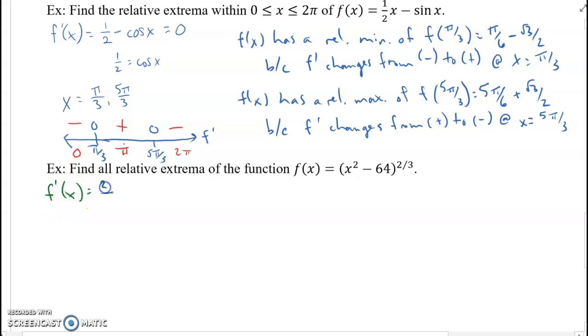And we get 2/3. The argument of x squared minus 64 doesn't change. We subtract 1 from the exponent to get negative 1/3. And then multiply by the derivative of the argument, which is 2x. I'm going to go ahead and clean this up a bit. We have 2 times 2 is 4. We have an x. That's what's in the numerator. And we've got a 3 times the cube root of x squared minus 64 in the denominator.